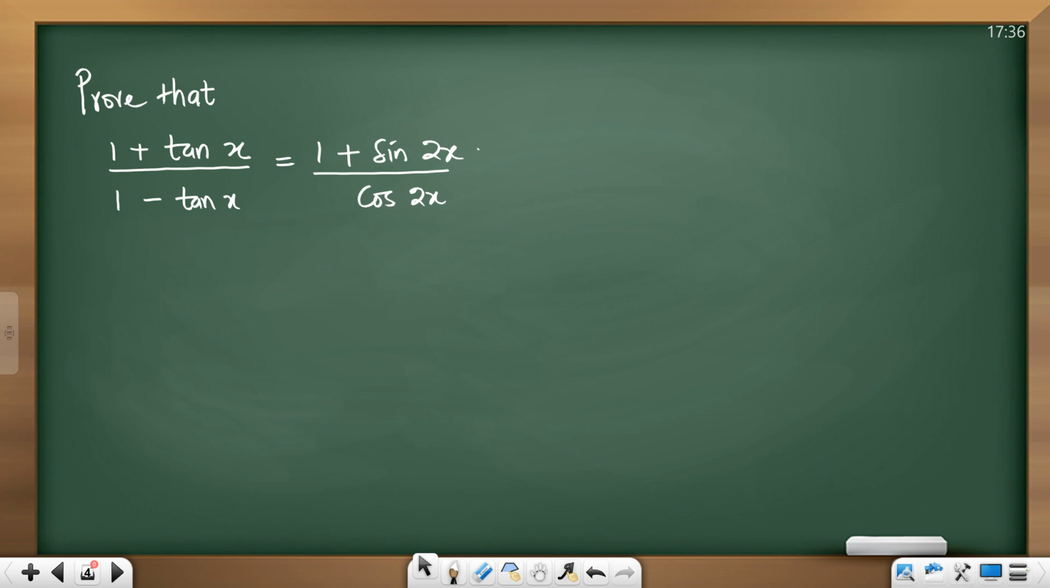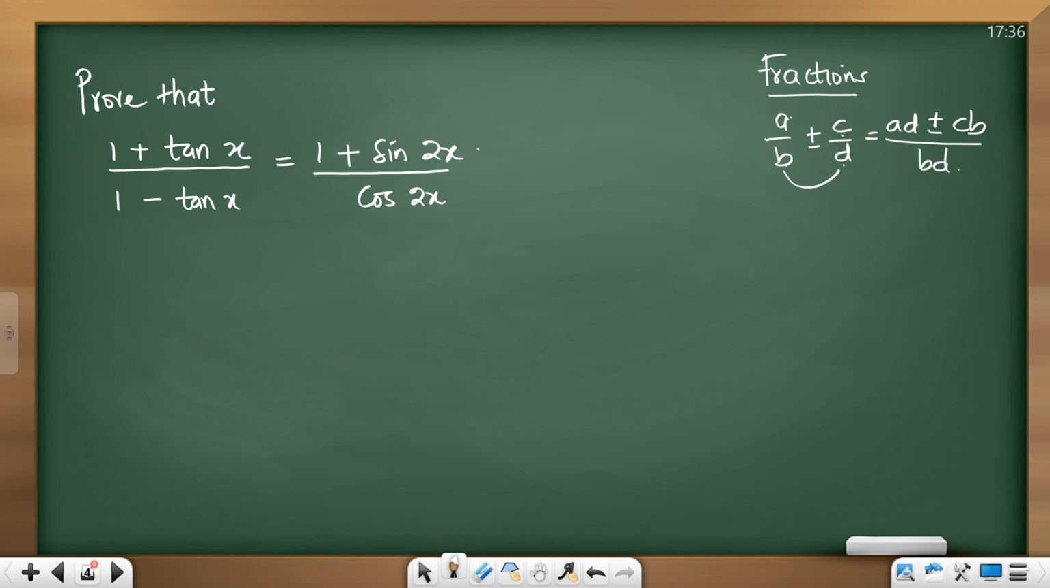So, and please, when it comes to proving identities, know how to work with fractions. I think that's the key thing. Can you work with fractions? A quick way, fractions, people. A over B plus C over D. Very simple. Multiply diagonally. A times D would give you what? AD. Okay, let me say plus or minus. Plus or minus, multiply diagonally, CB, and then multiply the denominators, BD. You are done.